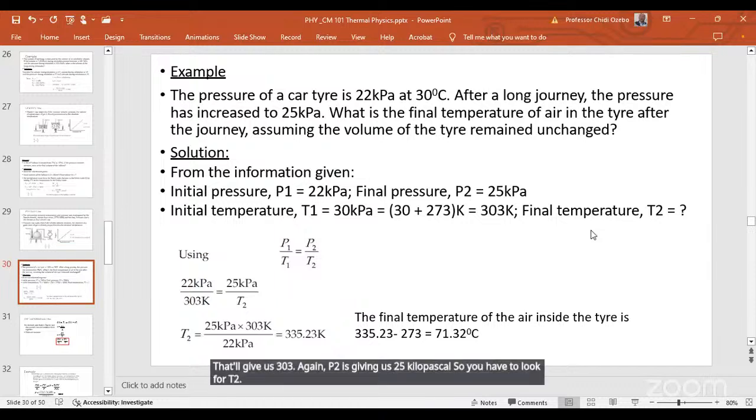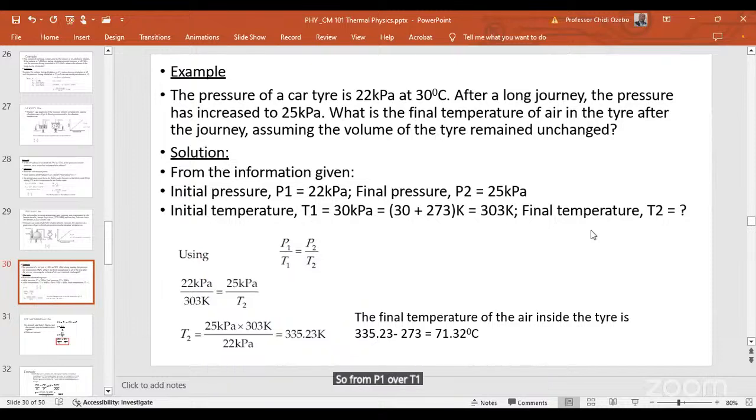T2. So from P1 over T1 is equal to P2 over T2, you make T2 the subject of the formula, and now substitute the values. You can now obtain T2. T2 was obtained to be 33.23 Kelvin. So you can convert it back to degrees Celsius by subtracting 273. When you subtract 273, you are now left with 71.32, but now it will be in degrees Celsius. 71.32 degrees Celsius. So these are very simple ways of doing this.